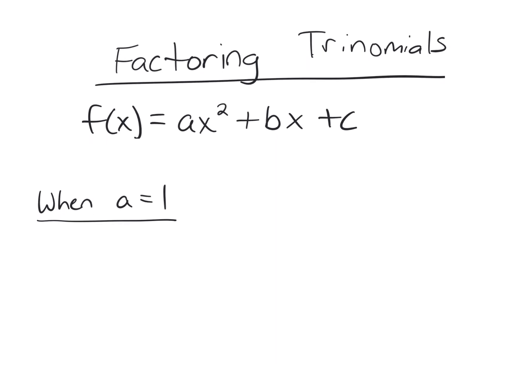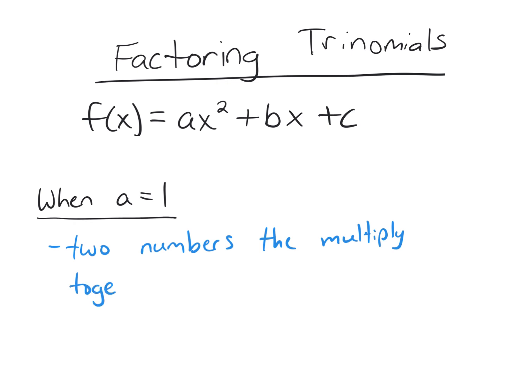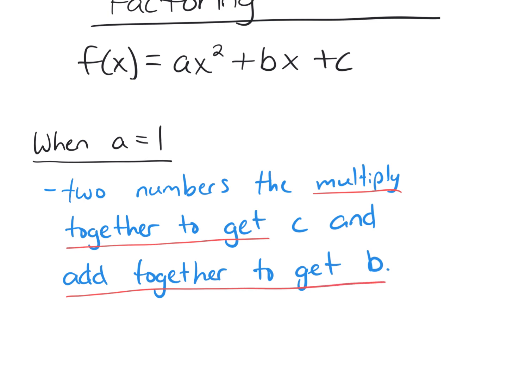So what we're going to follow, I'm going to call it the definition. We are looking for 2 numbers that multiply together to get C and add together to get B. Multiply together to get C, add together to get B.